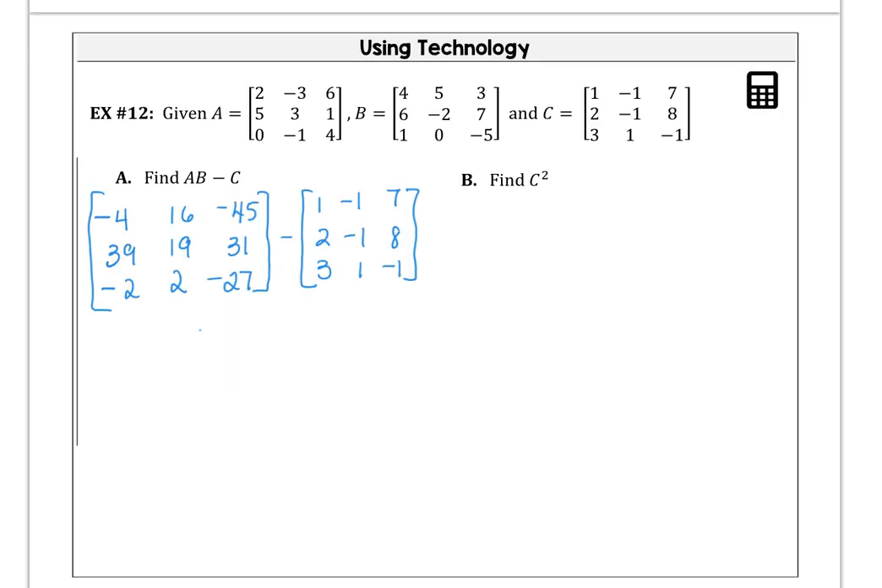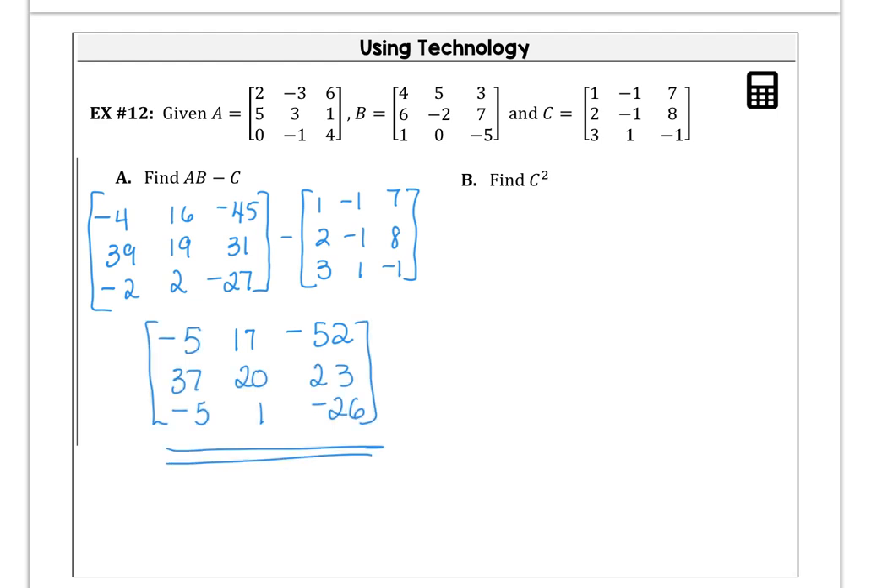For example 12, you can see we're being asked to multiply A times B using your calculator. If you follow the steps in the notes, when I multiplied A times B together, this was my product. Then I want to subtract matrix C, so matrix C is over here. And when we do those operations, I'm just doing it by hand here, I get -5, 17, -52, and then 37, 20, and 23, -5, 1, and -26. So this is my operation AB minus C.